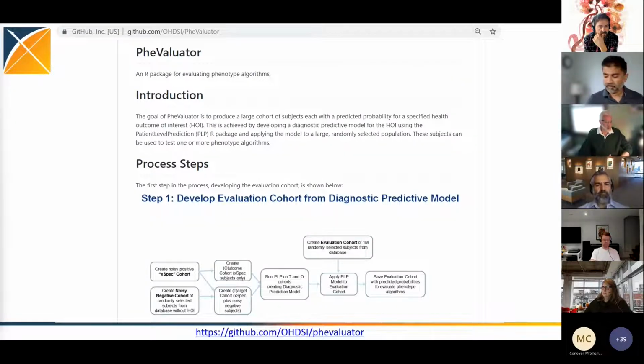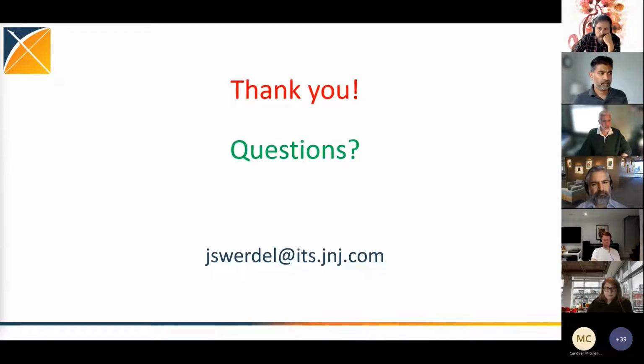PheValuator is an open source tool in the Odyssey tool stack, and you can download it from the Odyssey GitHub repository. It gives you examples in there on how to use the tool, as well as all the full code for using it. And with that, I'll conclude and say thank you and ask for any questions.